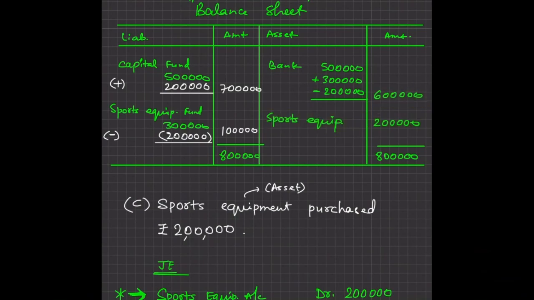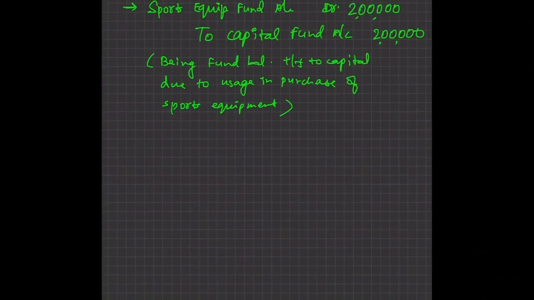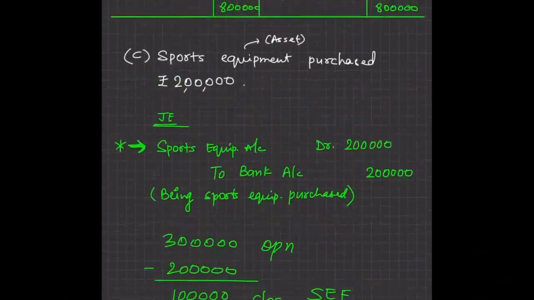So whenever any specific fund is used, we need to transfer that balance to the capital fund account so that it gives a clear picture that now only 1 lakh rupees is left in the sports equipment fund, which I further need to spend on the sports equipment. Okay, now if I do one more transaction, let's say this was the C transaction. Let's do the D transaction.